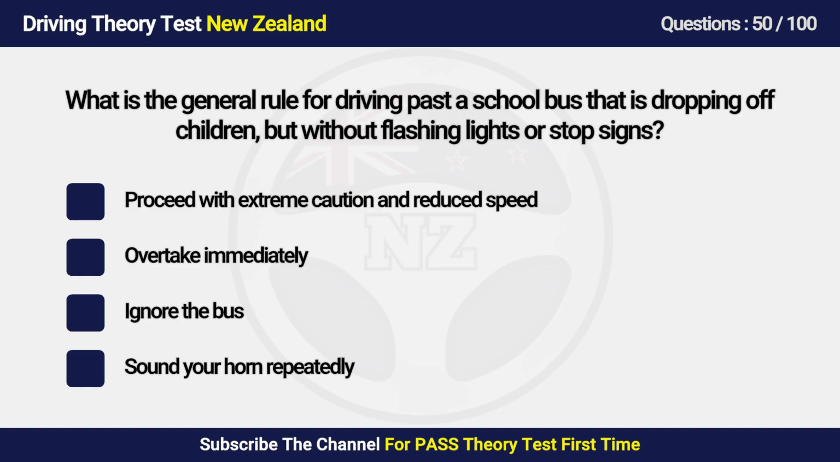A, proceed with extreme caution and speed. B, overtake immediately. C, ignore the bus. D, sound your horn repeatedly.